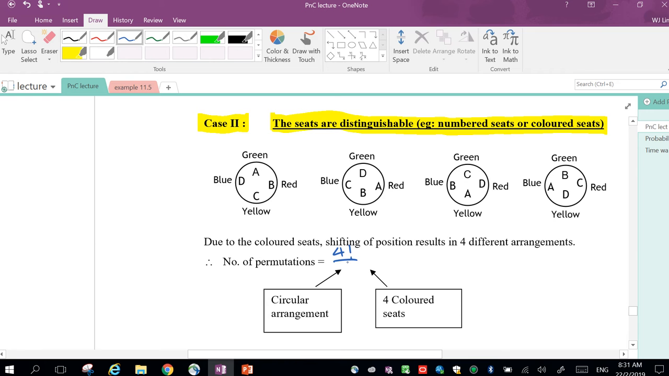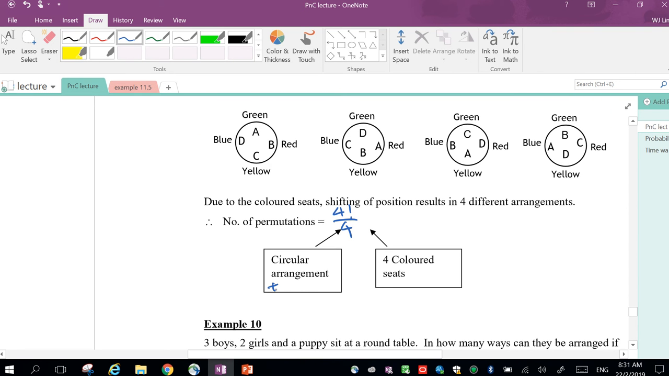We're going to treat them in circular arrangement first, as if all the seeds are identical. Treat the seeds as identical. So 4 factorial over 4, right? The seeds are all identical.